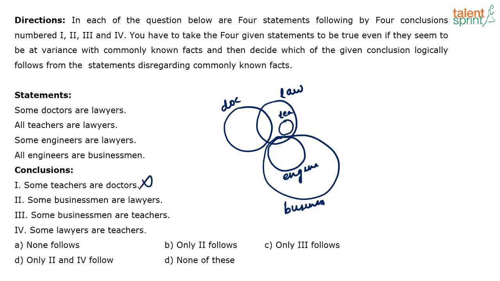So it's not definite, so it does not follow. Some businessmen are lawyers. Yes, there is definitely an intersection between the set lawyer and the set businessman, correct? So some businessmen are lawyers is true. Some businessmen are teachers, again can be or cannot be true, correct? It's not a definite conclusion, so it does not follow.